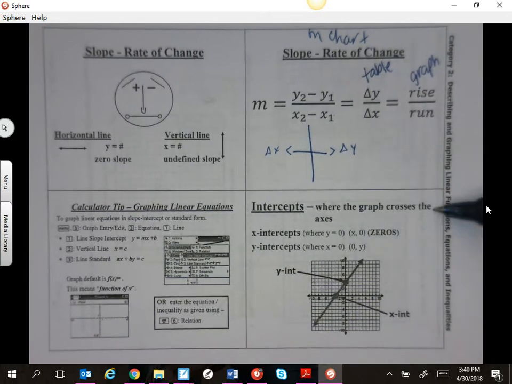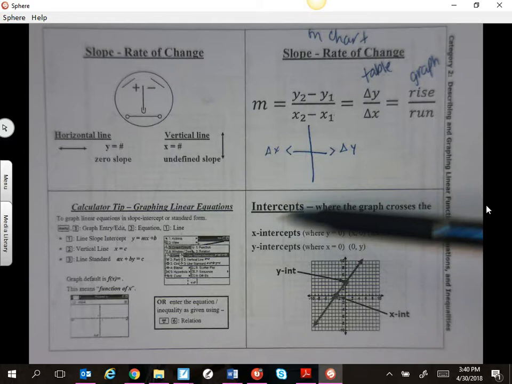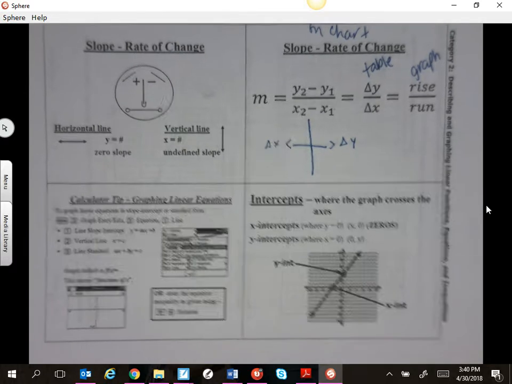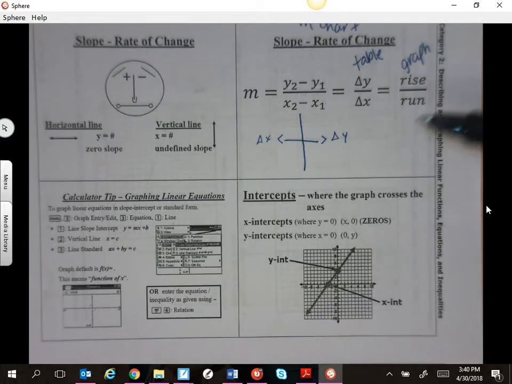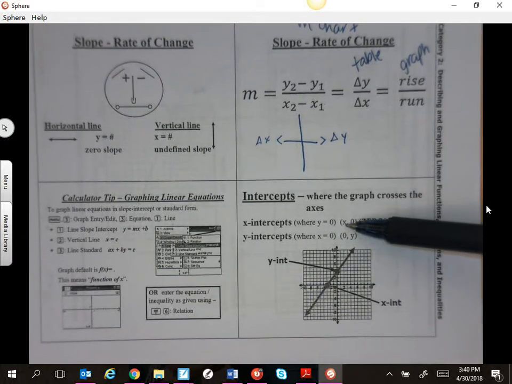Intercepts are where the graph crosses the axes. So remember, these are a little bit backwards from what we think. X-intercepts are where y is equal to 0. So we're looking for the x value when y is 0.